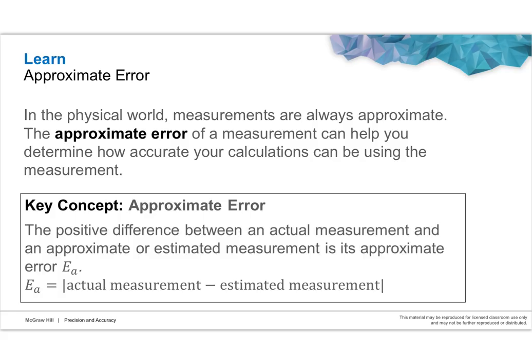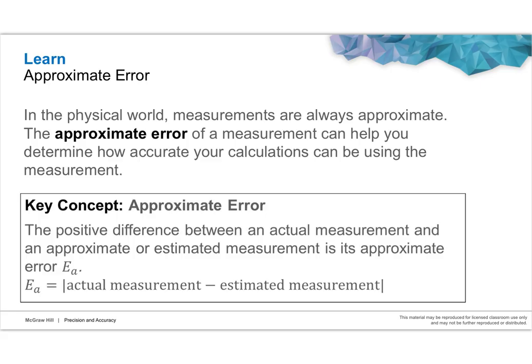All right, our next concept is called approximate error. In the world, measurements are always approximate, and the approximate error of a measurement can help you determine how accurate your calculations are going to be using that measurement. So we have a key concept here on page 131, and it says the positive difference between an actual measurement and an approximate or estimated measurement is its approximate error.